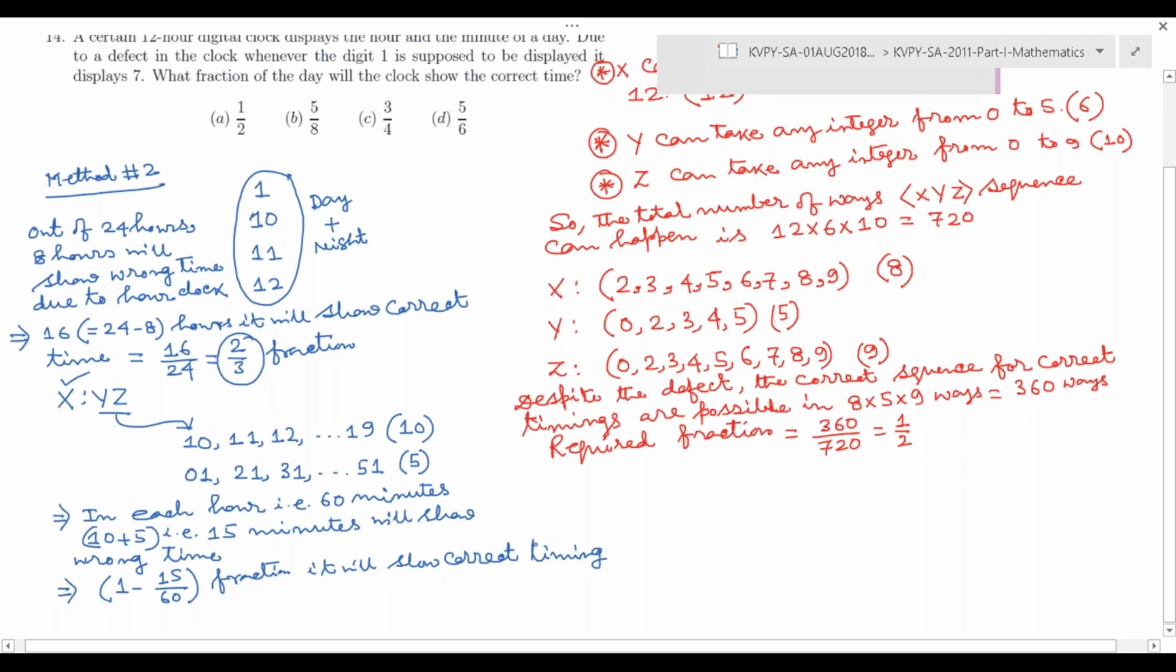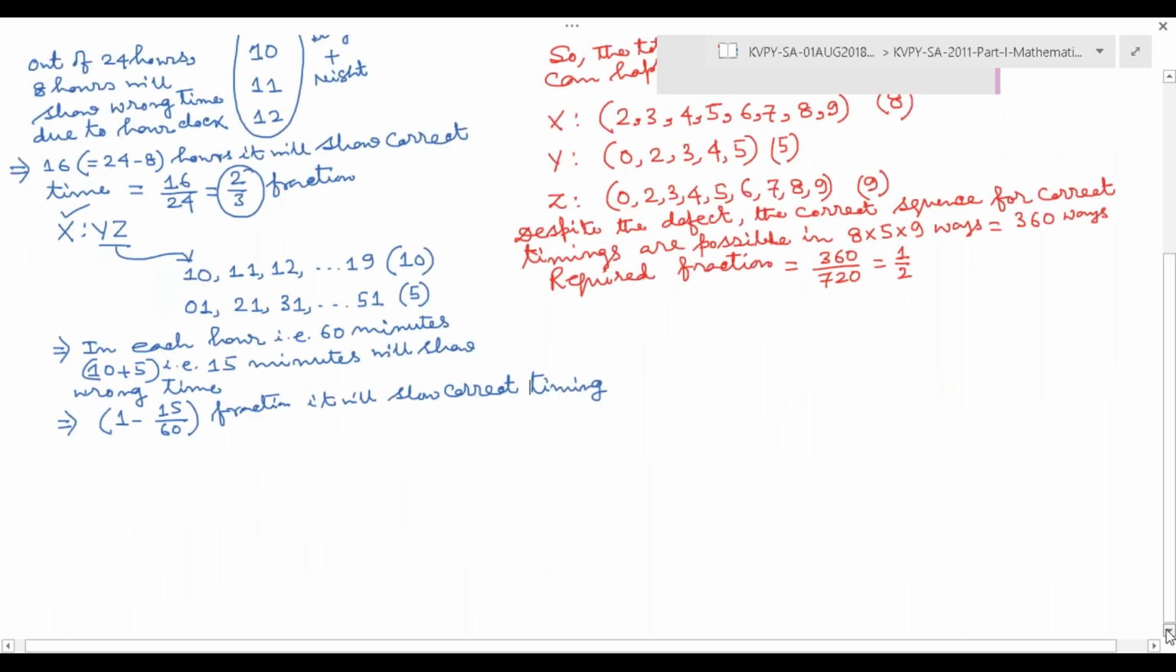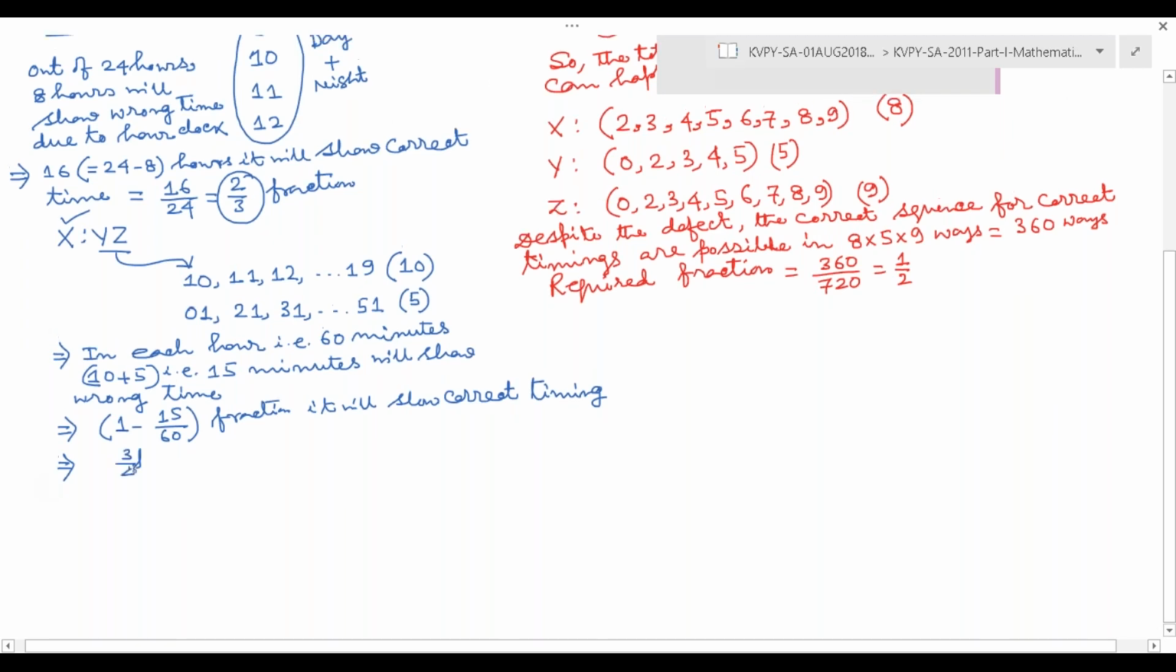Okay. Now, what does it mean? It means that 1 minus 15 by 16 is coming to 3 by 4. So 3 by 4 fraction, it will show the correct timing. So now for this 2 by 3 fraction, whatever I wrote here, out of this 2 by 3 fraction, 3 by 4 it will show the correct timing.